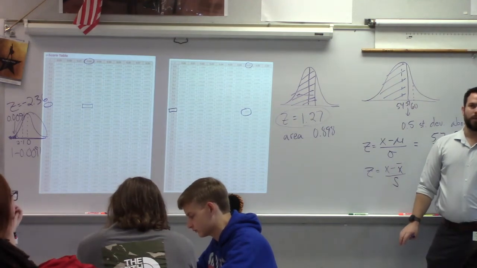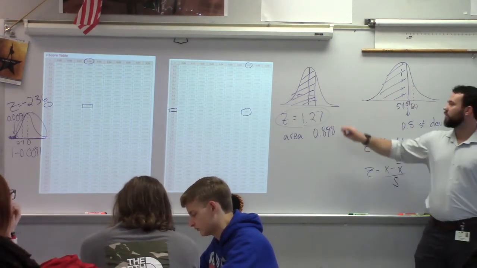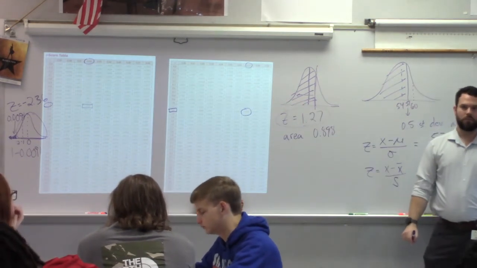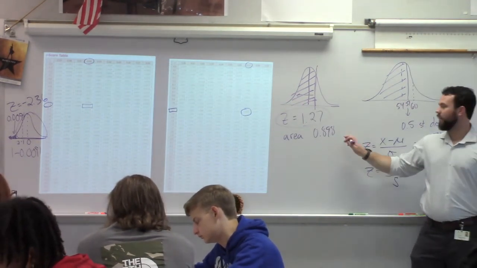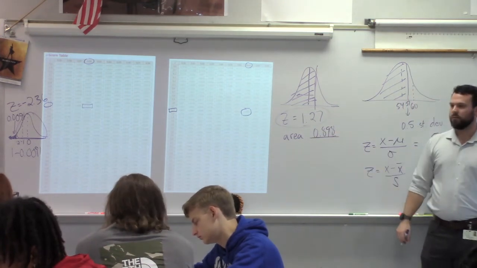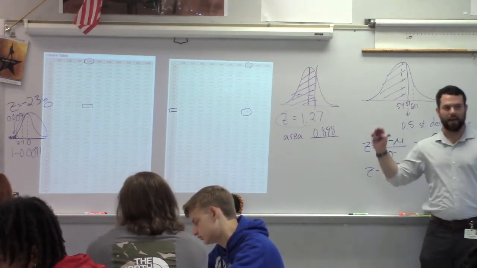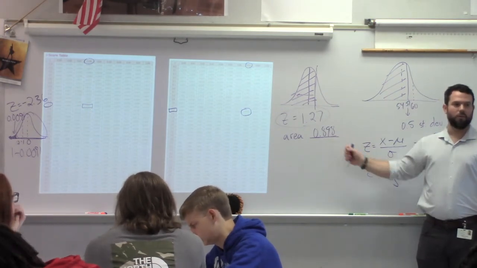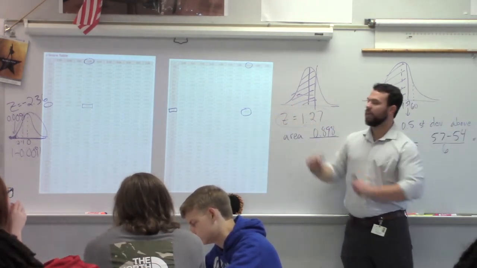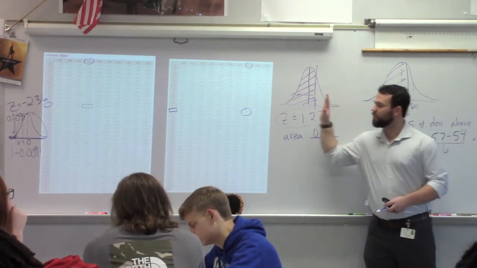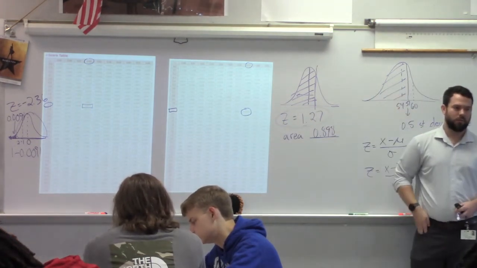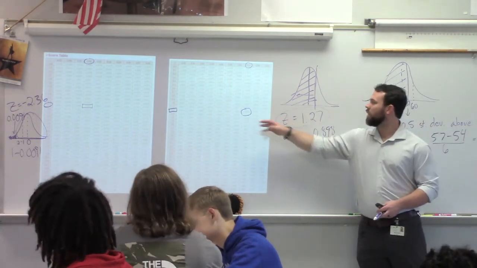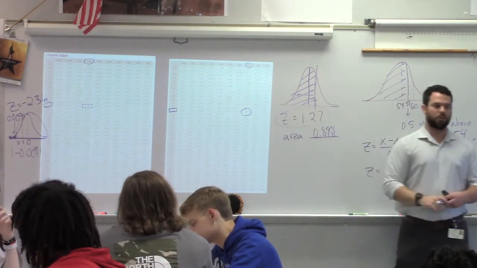Hold on. Everything in the table is already what's to the left. So what's the value in the table, the area? 0.898, so what's the area to the left? 0.898. Right. Remember, every area in the table is the area to the left of your z-score. Okay? Every area in the table is what's to the left of that z-score.